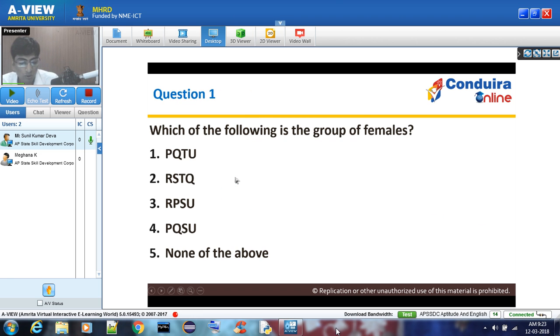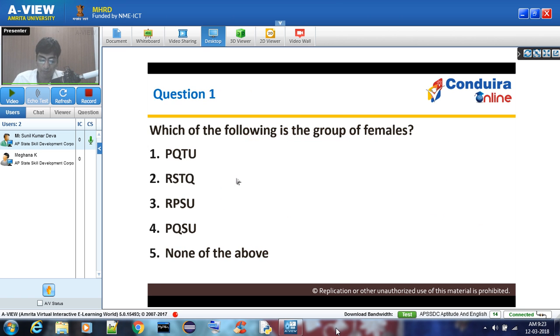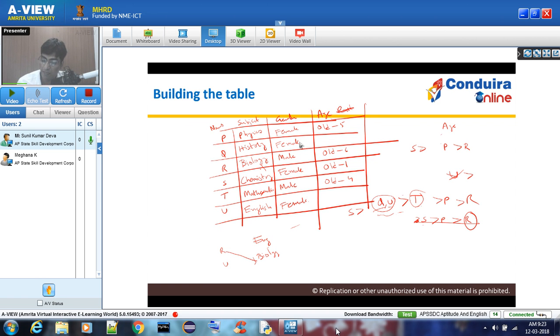So which of the following is a group of females? We already have clear data on who are male and who are female here. So this should be straightforward. The females are P, Q, S and U. That's the fourth option that we have here. It's directly in the table. P is female, Q is female, S is female and U is female.